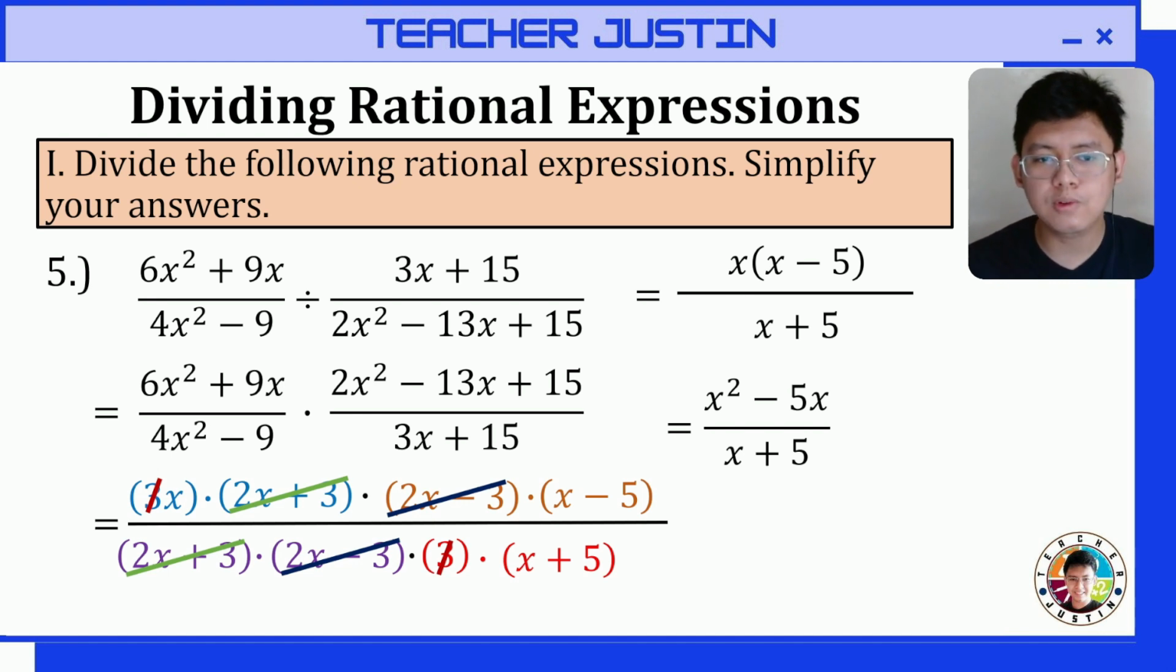Our quotient for this rational expression will be x squared minus 5x all over x plus 5. And that will be our final answer. And that's it. Ta-da! Alright.